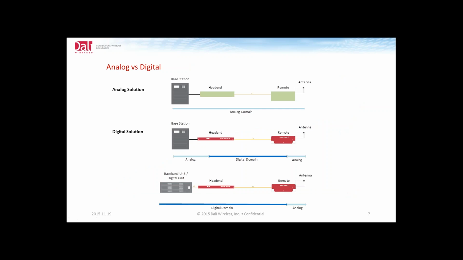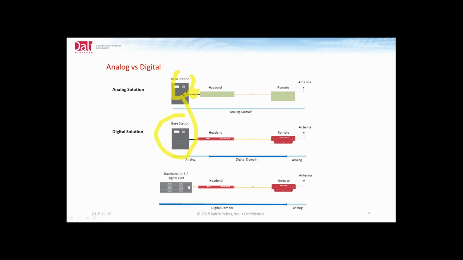Okay, we're back on topic, analog versus digital. If you look at the top drawing here, what you can see is that we've got a base station connected by coax cable to the head end, and then via fiber to the remote. The base station puts out an RF signal, possibly attenuated at the head end, and fiber is used to transmit it to the remote or remotes.